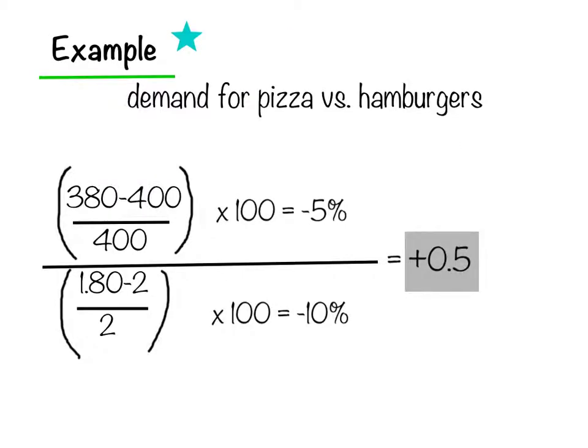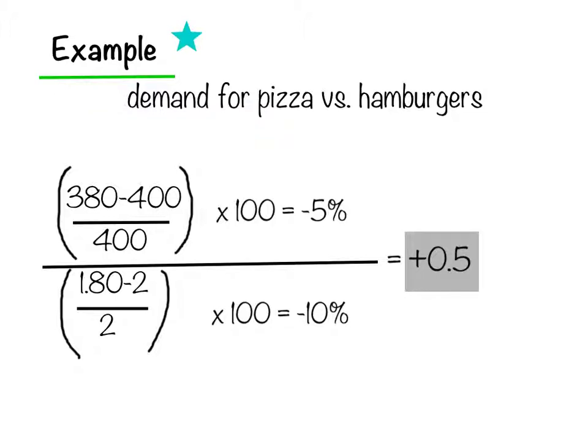Here we're going to start with an example to show you how a graph of XED looks like, but first of all how the formula is used. So, as you can see, we're going to use an example of demand for pizzas versus hamburgers. Here we've got on the top the percentage change in demand for pizzas as the price changes for hamburgers. So what you do, as I said before, you take the new minus old over old, as seen here, times it by 100 to get a percentage, and you get a value, in this case negative 5%.